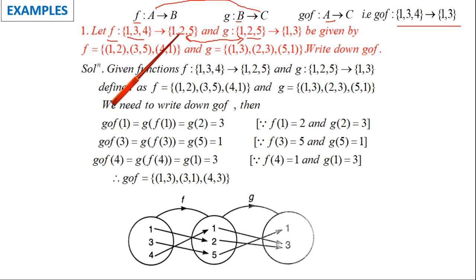F is given from A to B and G is given from B to C, and this is how these functions are defined. So if you take 1 here, then that 1 is getting associated to, that means f of 1 is equal to 2, f of 3 is equal to 5, f of 4 is equal to 1. Now here g of 1 equal to 3, g of 2 equal to 3, g of 5 equal to 1. We need to write f composite g.